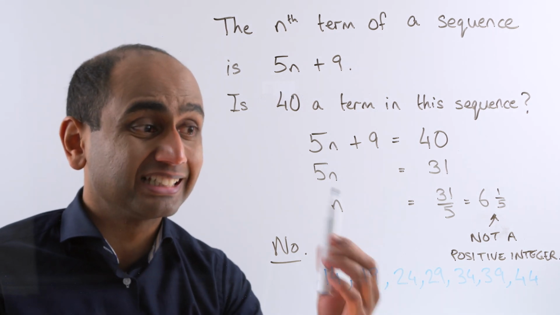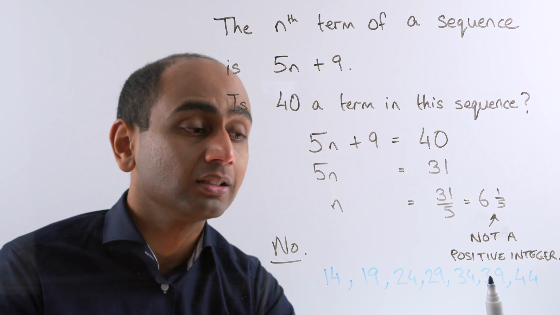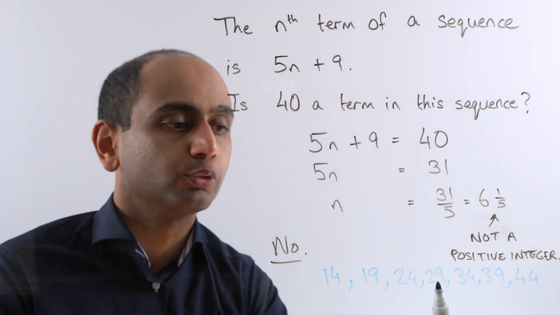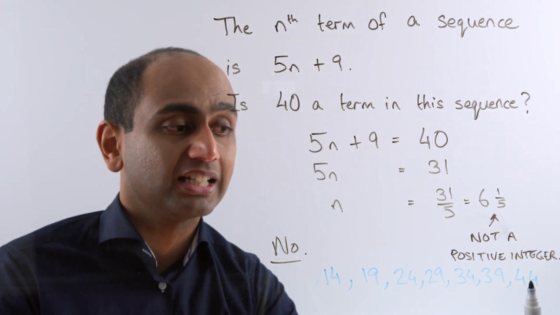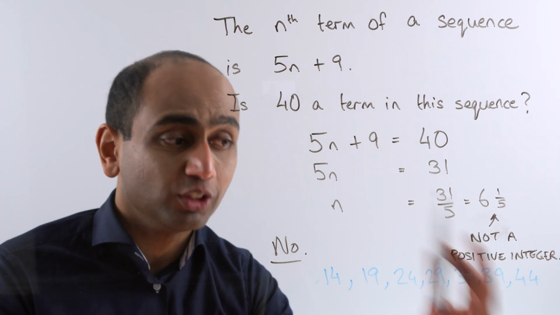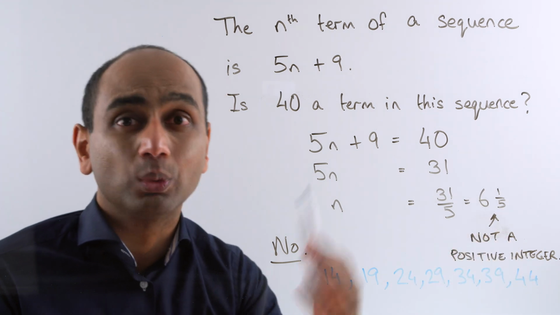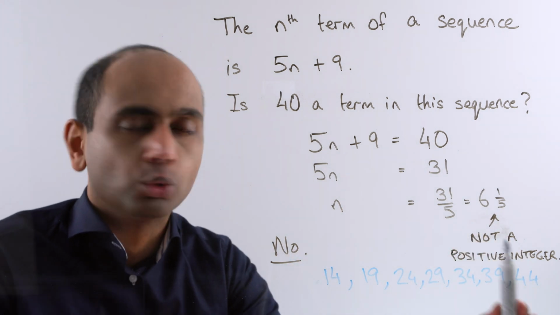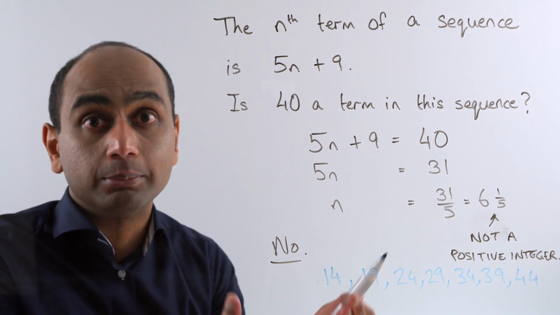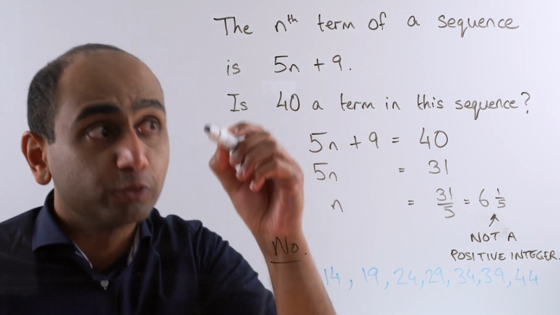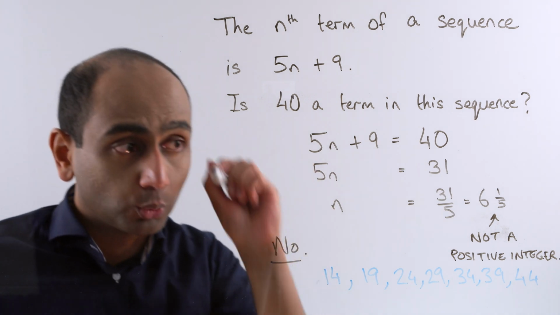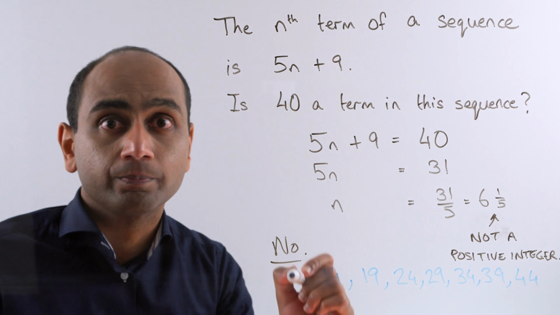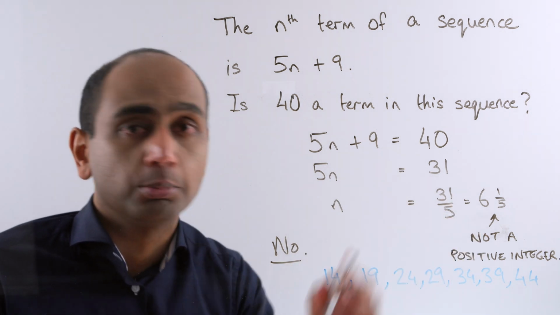But if it did exist in the sequence, it would be somewhere between the 6th and the 7th terms. We've got the 1st, 2nd, 3rd, 4th, 5th, 6th, and there's the 7th. 40, if it could exist, would be the 6th and 1/5 term. But that doesn't really make sense. We can only have a 6th or a 7th term and not something in between. So therefore, 40 is not a term in the sequence, which we know because our value of n that solves this equation is not a positive integer.